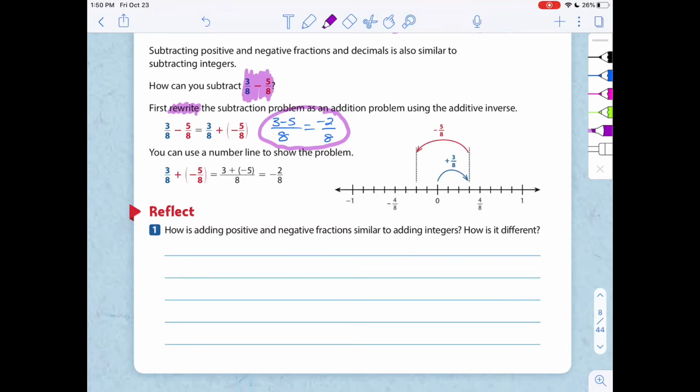So pause the video and reflect a little bit on this question. How is adding positive and negative fractions similar to adding integers? And how is it different? Go ahead and write your thoughts down. And remember, it's comparing positive and negative fractions and comparing that to regular integers like 4 or negative 7. Write down some thoughts on how they're the same and how they're different. Pause the video and write your thoughts down.